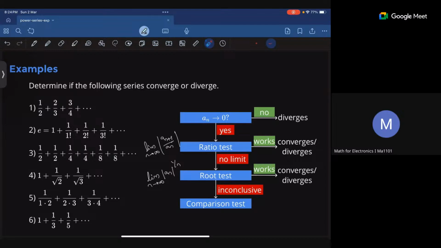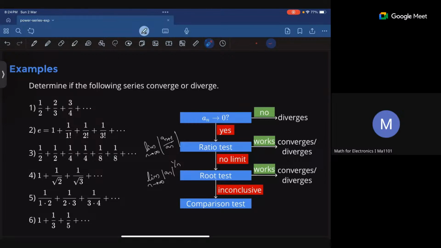So this is the flowchart that you can follow to solve problems related to series convergent and divergent. On the left hand side, you can see many examples. Let's walk through each of the examples real quick.